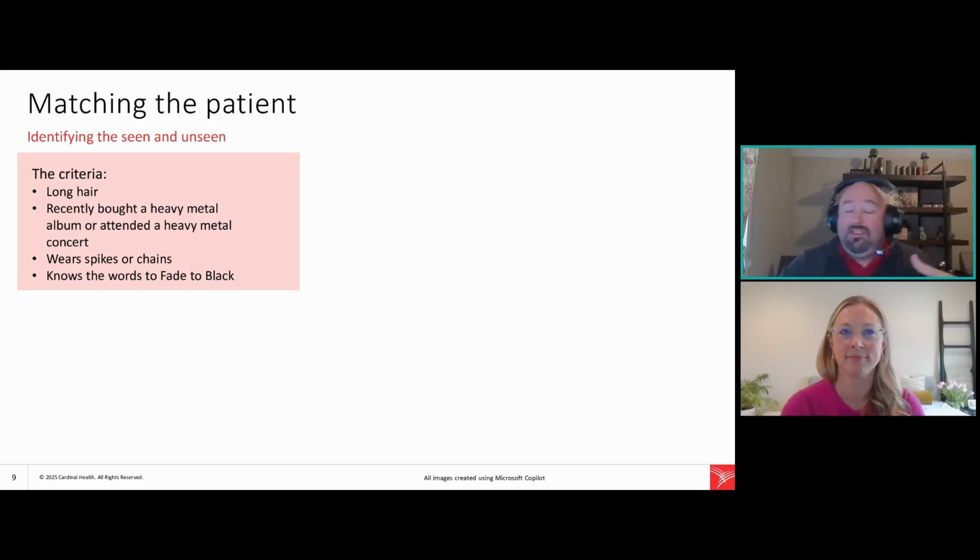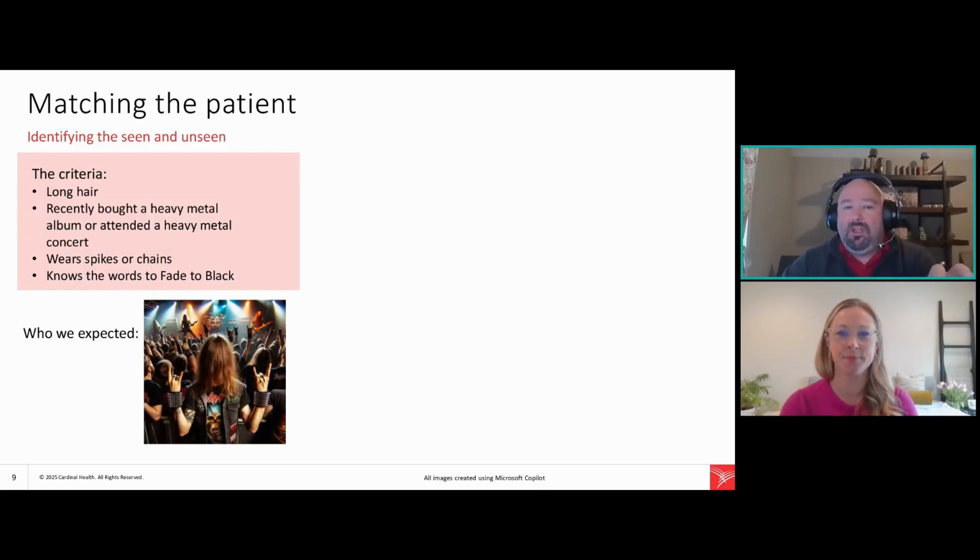We have this idea that they wear spikes or chains, so that is a choice. So the things that a person has done in their healthcare journey to perhaps lead them here. And then lastly, they have to know the words to Fade to Black. And if anybody knows those words, you're going to know where I'm going with this in a little bit, which is now we're getting into maybe mental acuity or mental status, right? So we create this idea of a person in our vision. And this is who we expected, right? We expected the concert, the rocker, the long hair.